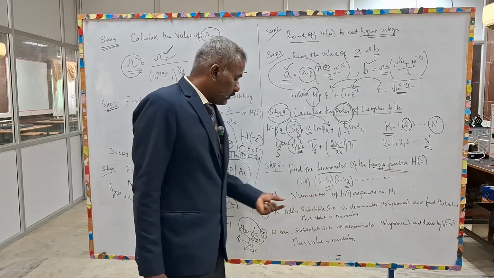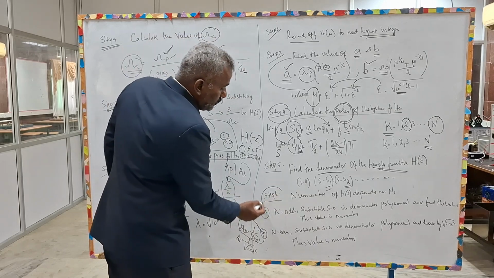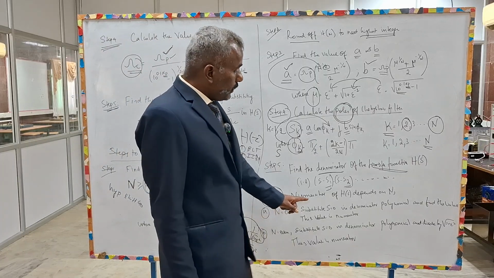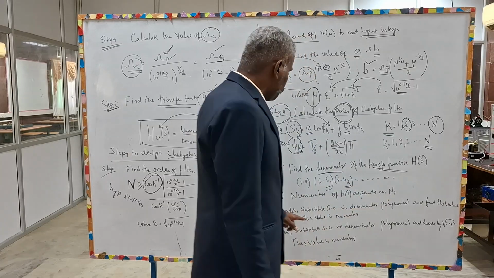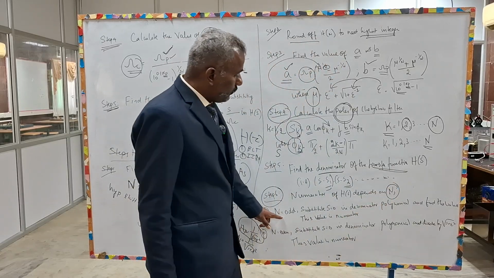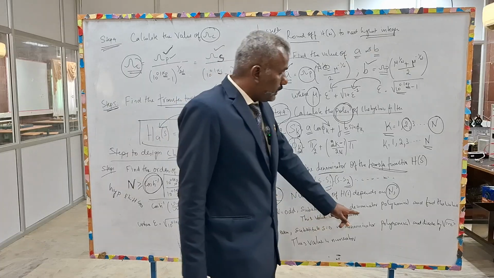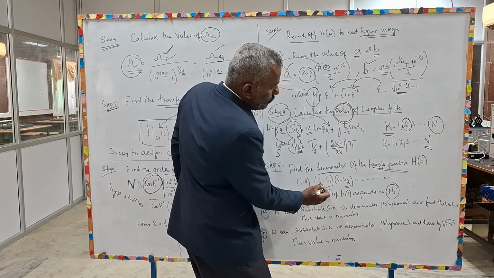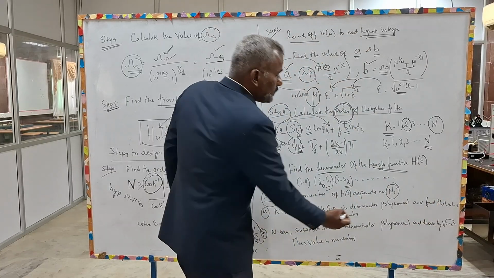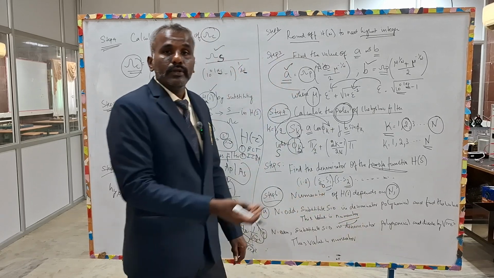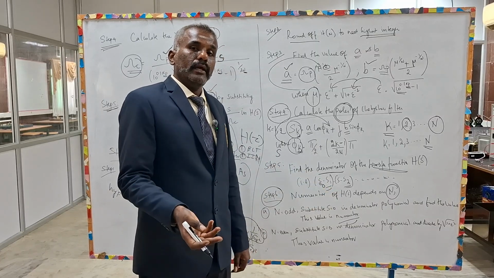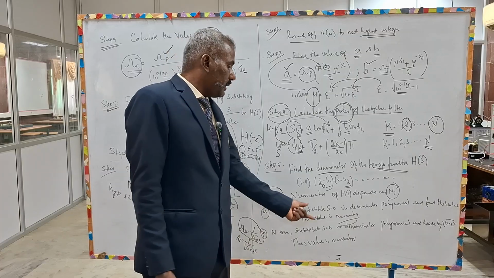Then for finding the numerator value of H(s), step number 6 is adopted. The numerator of H(s) depends on the n value. If the order of the filter n is odd, substitute s equal to 0 in the denominator polynomial and find the value. If you substitute s equal to 0 in the denominator, whatever constant you get, that value is your numerator value.